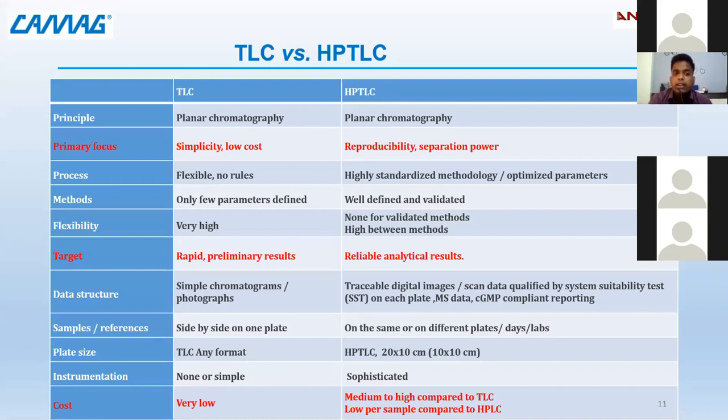Targets: in TLC you will get a rapid, preliminary result, but in HPTLC you will get reliable analytical results. Then the cost of analysis is very low in TLC, and in HPTLC it is low per sample as compared to HPLC. Plate size: in TLC you can use any format, but in HPTLC mostly 20 by 10 or 10 by 10 plates. So these are the basic differences between TLC and HPTLC.